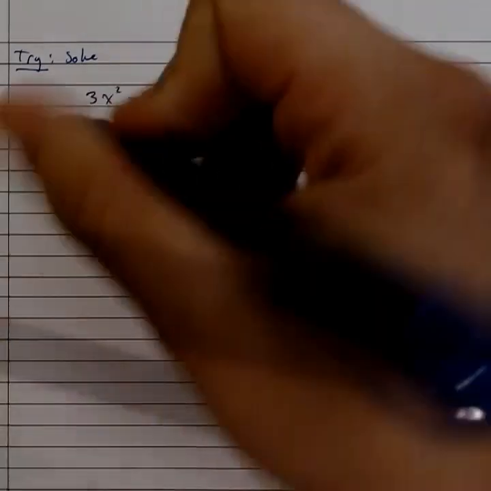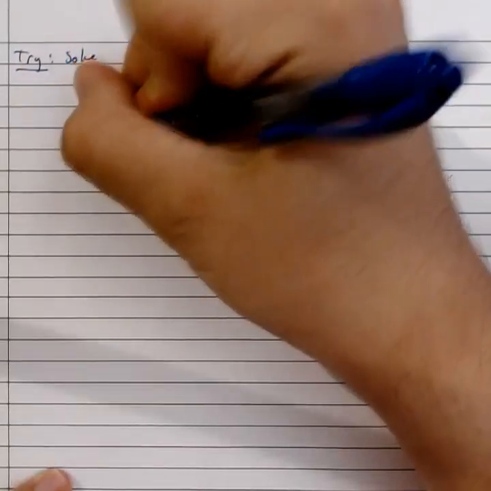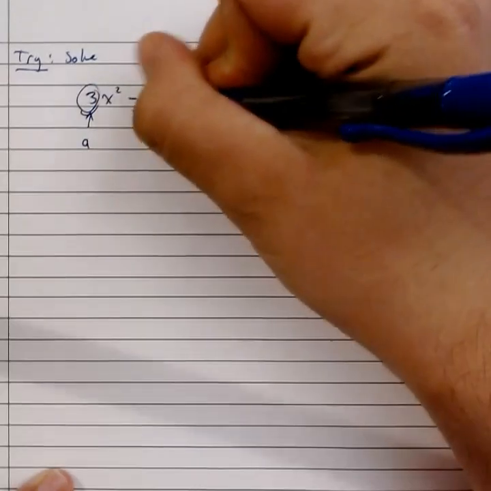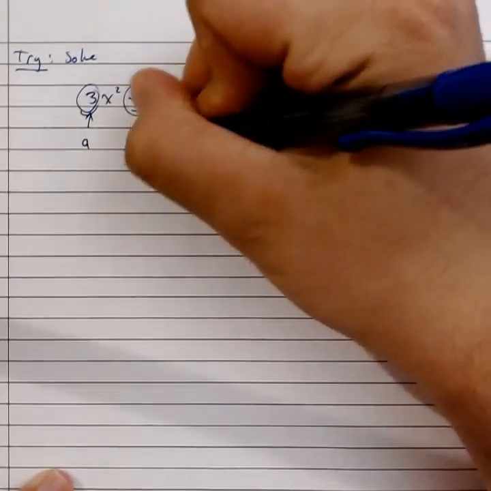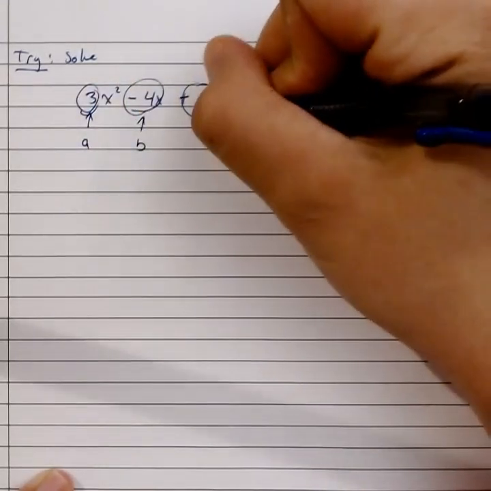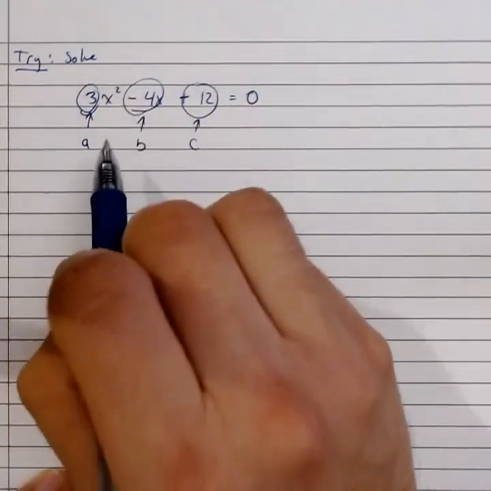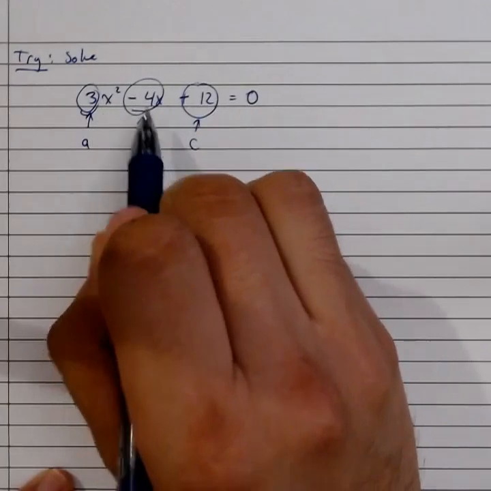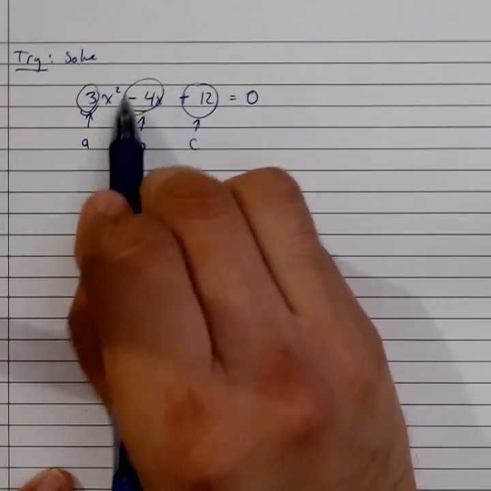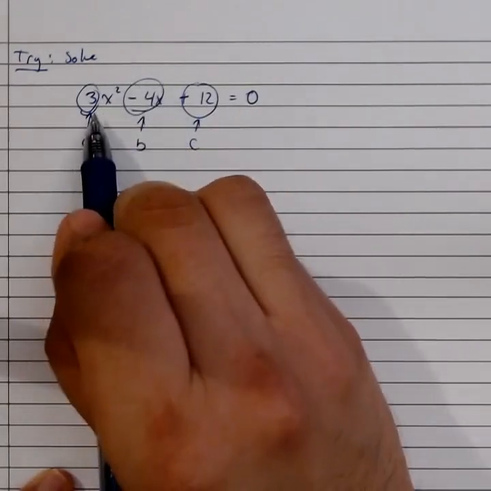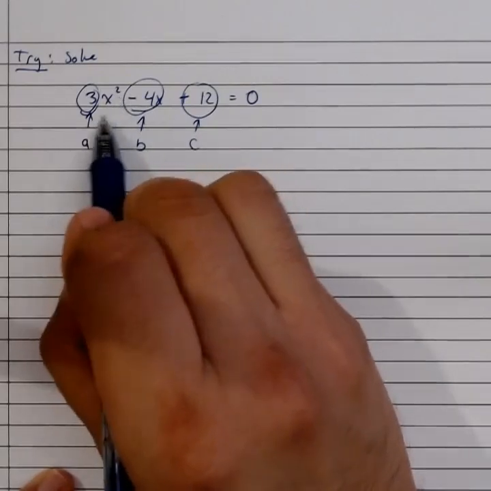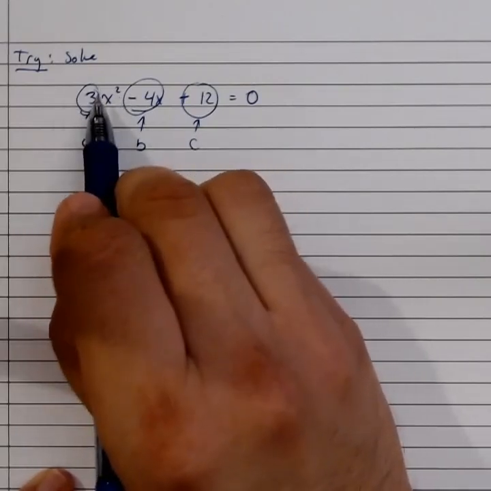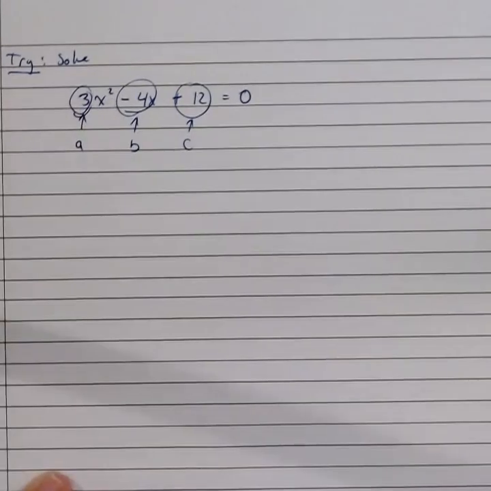All right, let's go through that together. Here we have A is equal to 3. B is negative 4. That includes whatever sign it comes with. And C is 12. One thing people will make a mistake on is they'll include the variable. B is not negative 4x. It's just negative 4. Same thing here. A is not 3x squared or even 3x. It's just 3. It includes the sign, but never the variable.